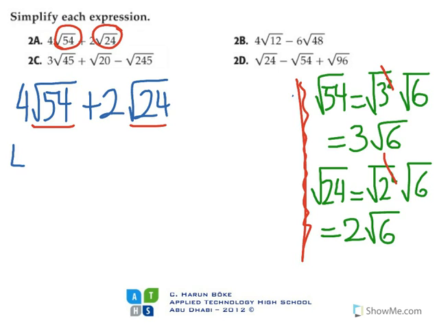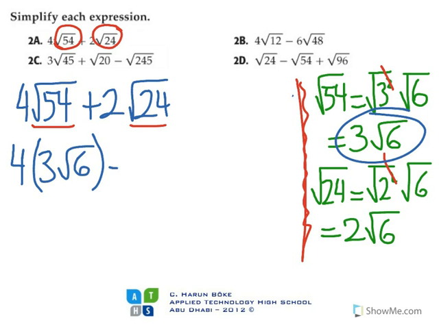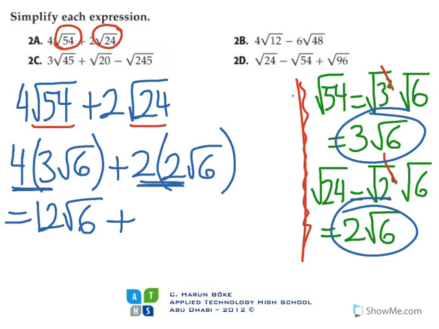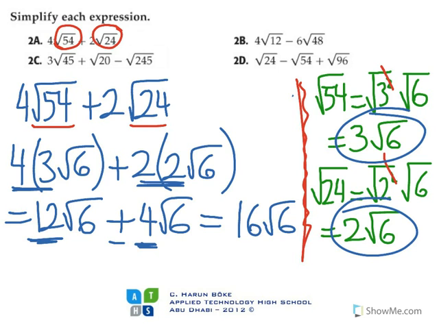So it will be 4 times 3 root 6 plus 2 times 2 root 6, which will be, well, 4 times 3 is 12, so we have 12 root 6, plus 2 times 2 is 4, we have 4 root 6, which will be 12 plus 4, 16 root 6.